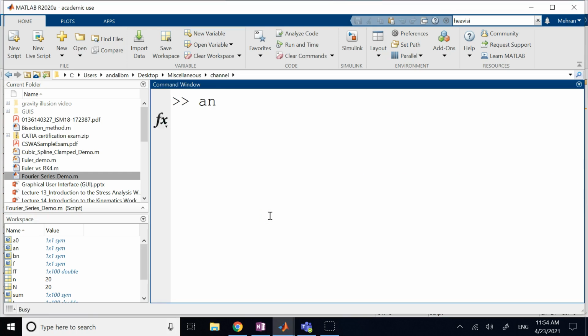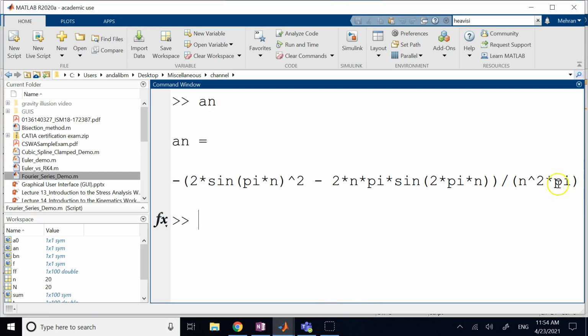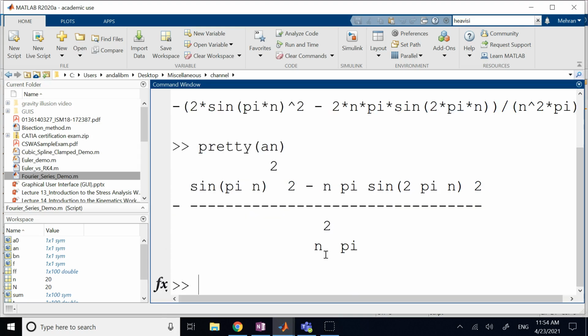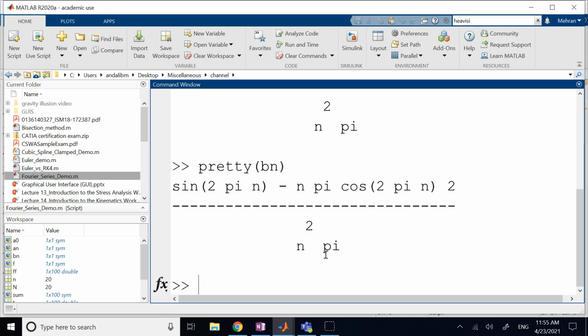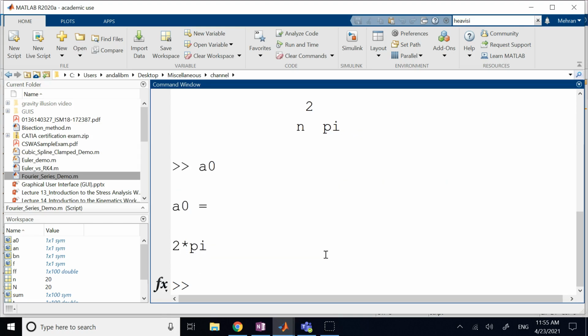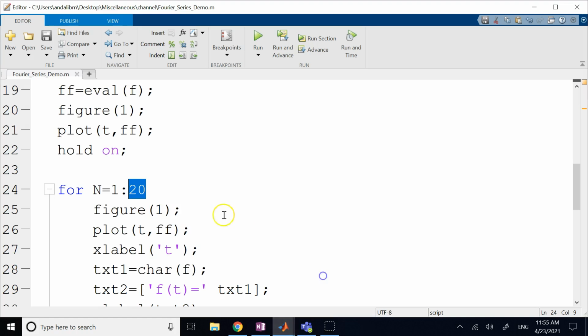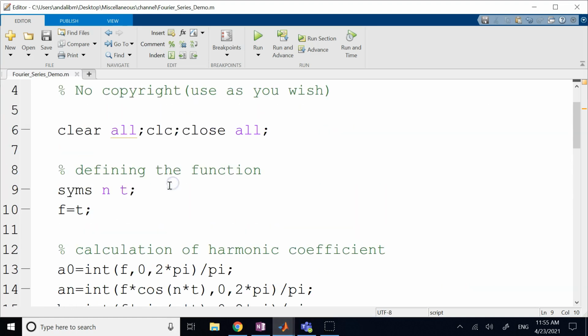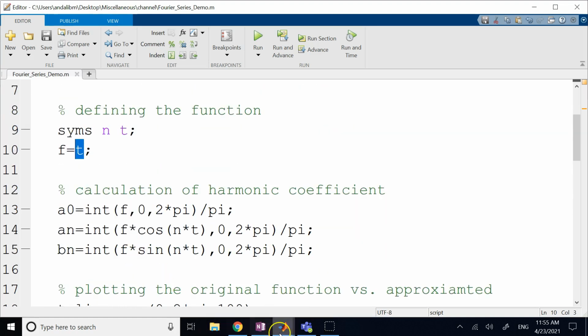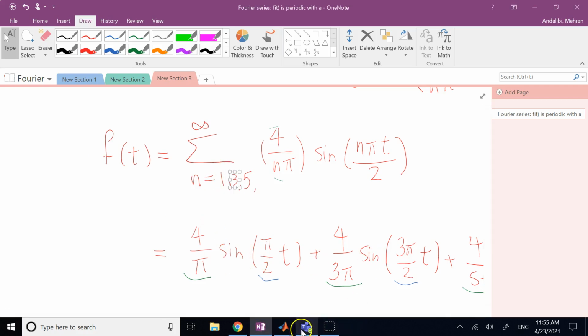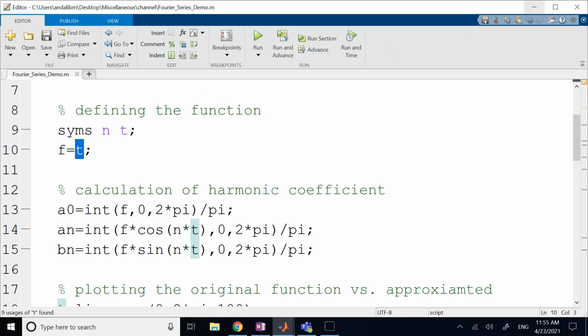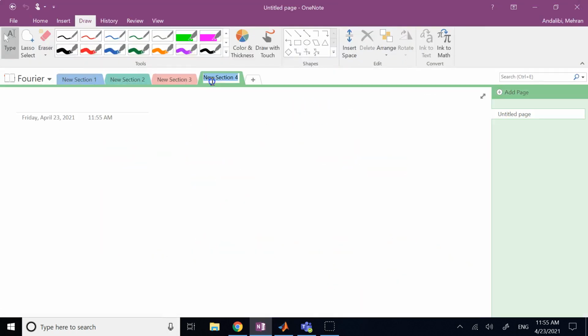And as I said, in this case, an is a function of n. It is calculated by MATLAB, not me. And if you want to see it better, you can use the command pretty. So I have an. If I want bn, I can have bn. If I want a naught, I can have a naught, and so on. So if you use this code, you can do it for any function, and you do not need to calculate any of these integrals by hand. So these are some MATLAB demos I wanted to mention.